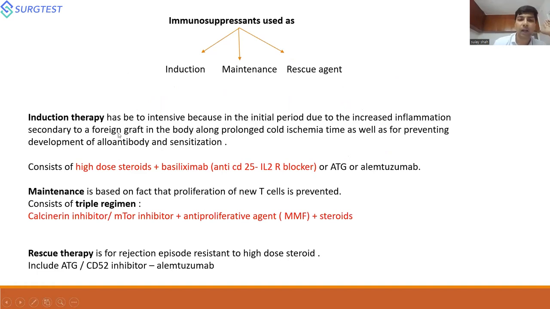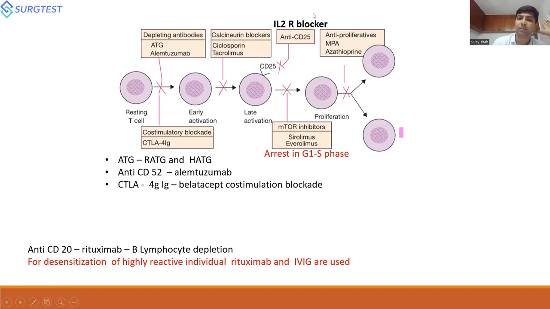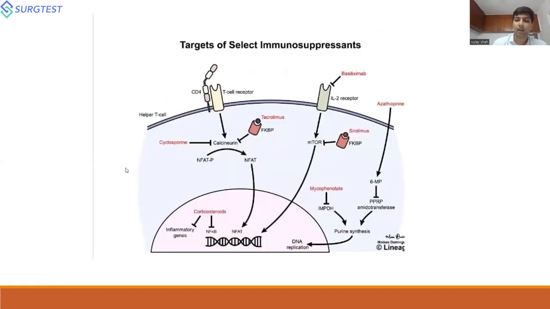It is steroid plus anti-CD25 or ATG or alemtuzumab. Anti-CD25 is mentioned over here. It is basically an interleukin-2 receptor blocker. Interleukin-2 is not activated, so the whole activation stops. This is the induction regimen.